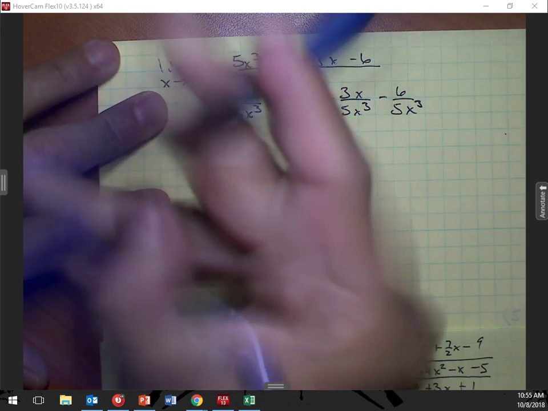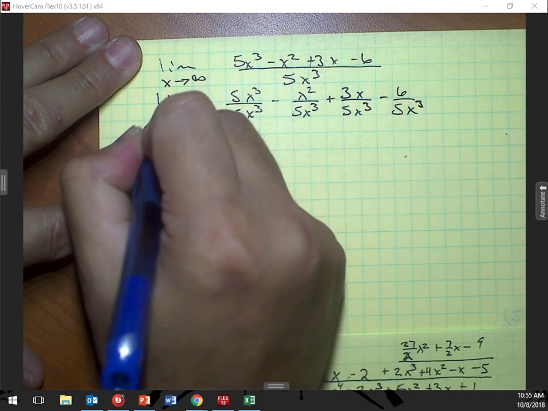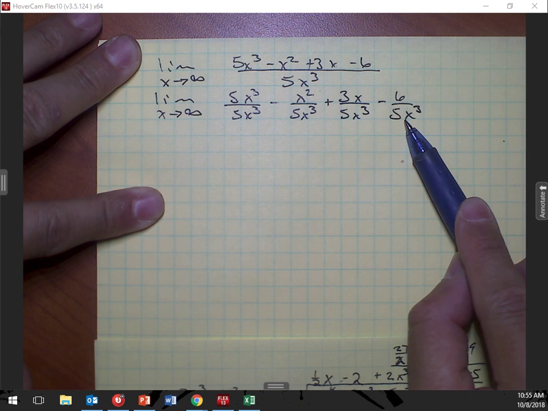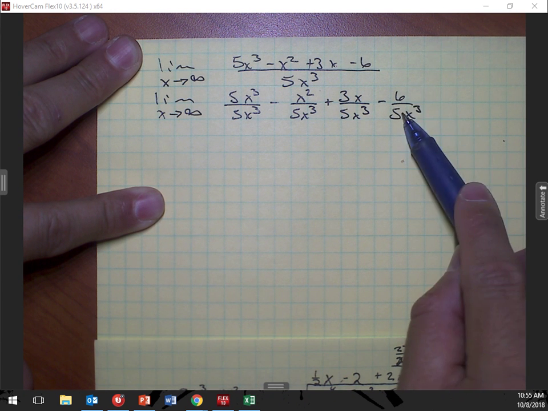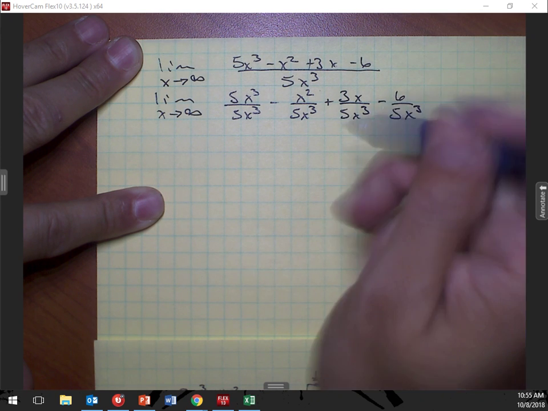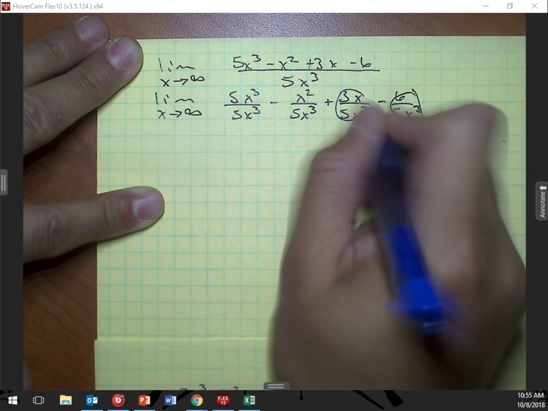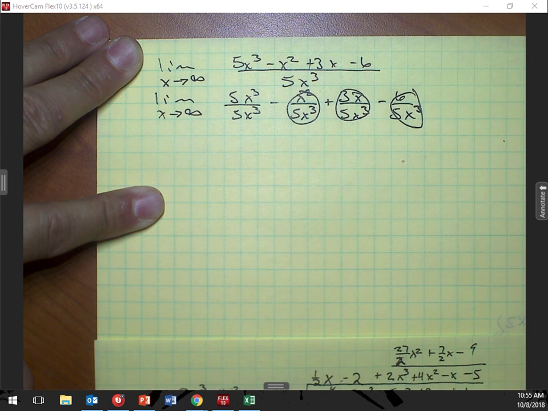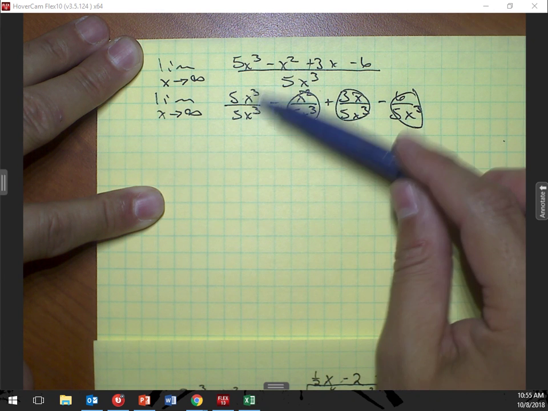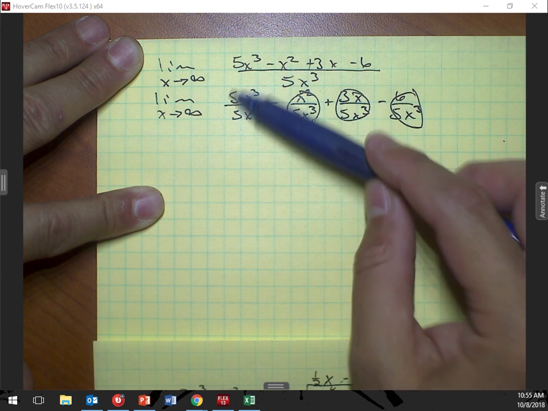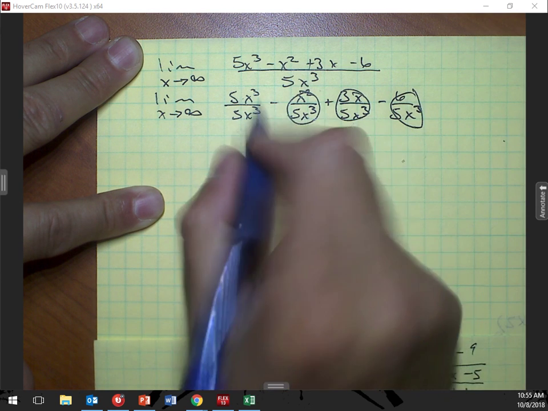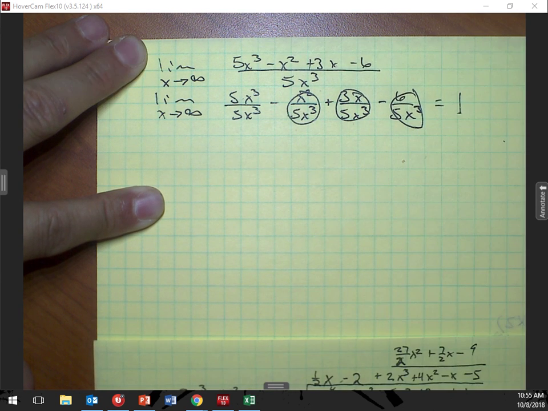Alright, so now, as I take the limit as x approaches infinity, let's start with this one right here. Which one has the greatest degree? The bottom. So this goes to 0. Same thing goes to this. So this becomes 0, this becomes 0, this becomes 0. And this one right here, I have the same degree, so it's going at the same rate. So that means this is going to be 5 over 5, which just gives me 1. So my limit is going to equal just 1.